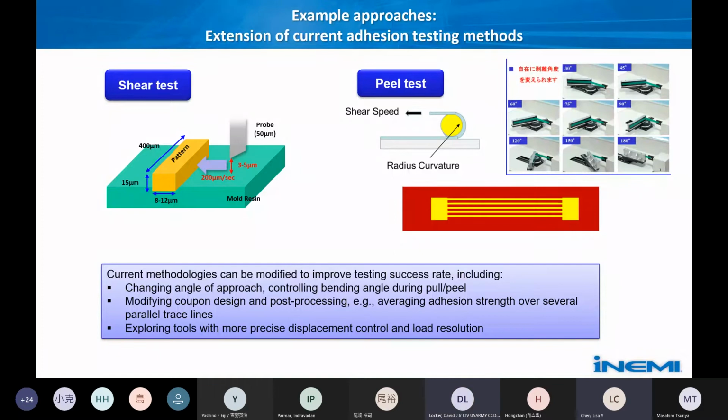Other methods may include modifying the coupon design. An example for the peel test would be creating several fine lines in parallel and finding the average strength in this much more durable structure that can actually survive the peel test process. And then, of course, hopefully working with any tool vendor partners that will be involved in this project, looking at how tools can be developed to have more precise displacement control and load resolution to be more suitable for these types of materials.